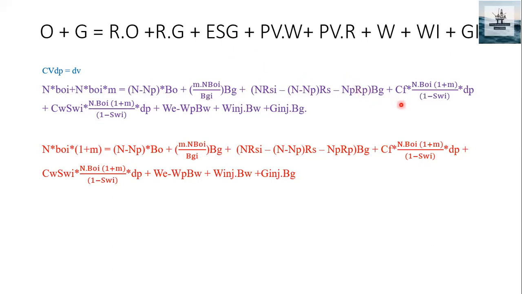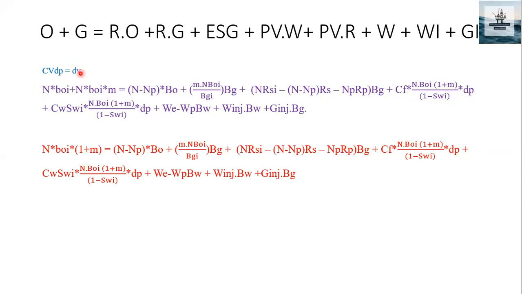Plus Cf, which represents compressibility of formation, into N Boi into 1 plus m by 1 minus Swi, into dP. The formula we have written over here is in the form of C V delta P, so dV is equal to C V delta P. This comes from the compressibility equation: C is equal to 1 by V into dou V by dou P. That has been altered into C V delta P is equal to dV.